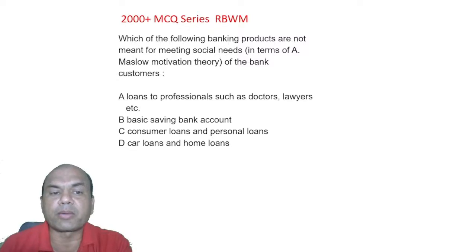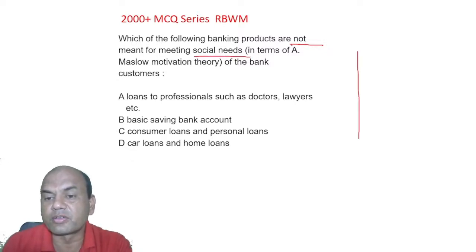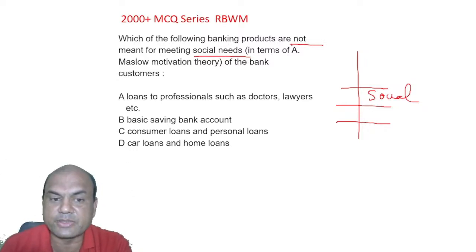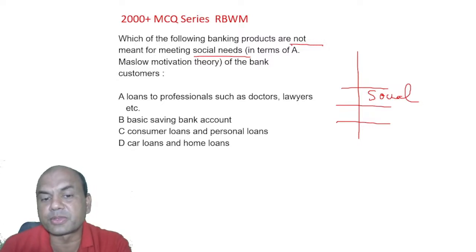Which of the following bank products are not meant to meet social needs? Not meant. Social means third level. Physiological, safety and then social. So not meant: loans to professionals such as doctors and lawyers, BSBA, consumer loans and personal loans, car loans and home loans.